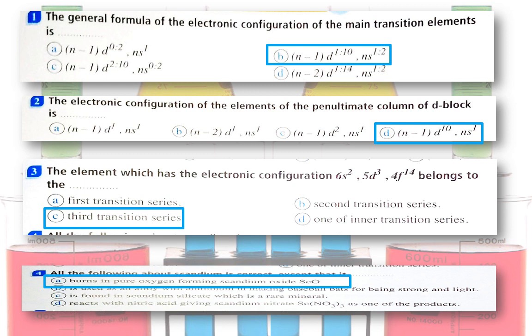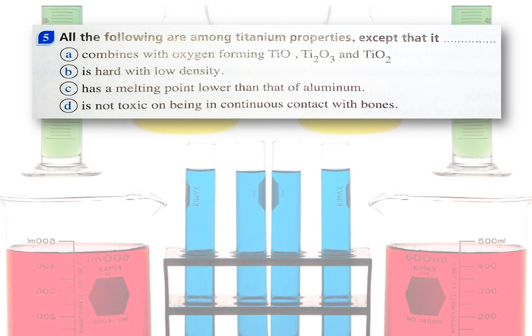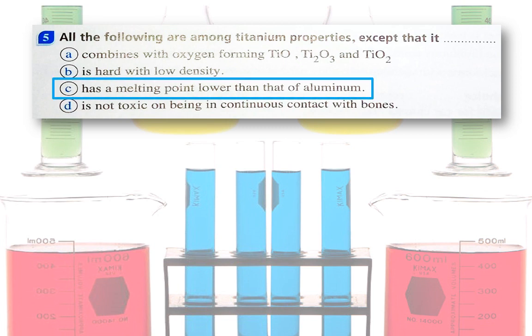Okay, another question. All of the following are among titanium properties, except. We have here the element titanium, with different properties, except what? Except all of them have a high melting point. So here titanium gives different forms of oxidation, as we said, depending on burning. So it has a high melting point, not a low melting point than aluminium.